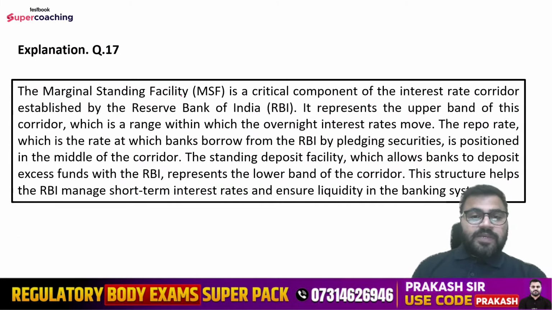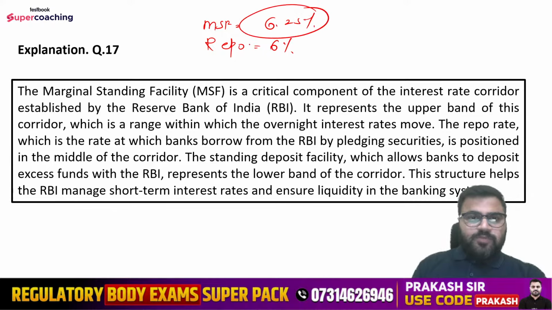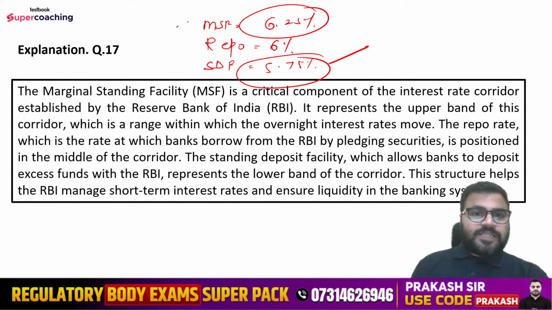So what is happening here? Suppose there is a repo. Repo is 6%, for example. So MSF will be 6.25% because it is 25 basis points higher than the repo rate, and SDF will be 5.75% because it is 25 basis points lower than the repo rate. So this is how MSF is at the top, repo is in the middle, and SDF is at the lower level.